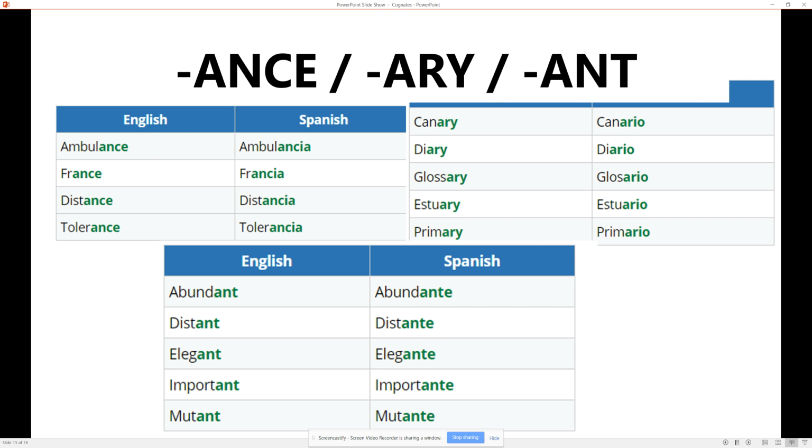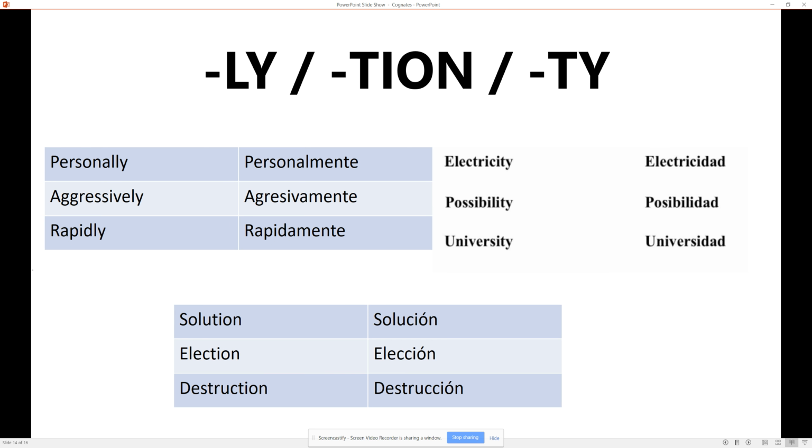So for ance, ary, and ant: ambulance, ambulancia, distance, distancia, tolerance, tolerancia, diary, diario, glossary, glosario, or dictionary, diccionario. Distant, distante, elegant, elegante, important becomes importante. So LY and TY. So when we make an adverb in English, we add ly. In Spanish, we're going to add mente to the end. Personally, personalmente. Rapid becomes rapidly or rápidamente.